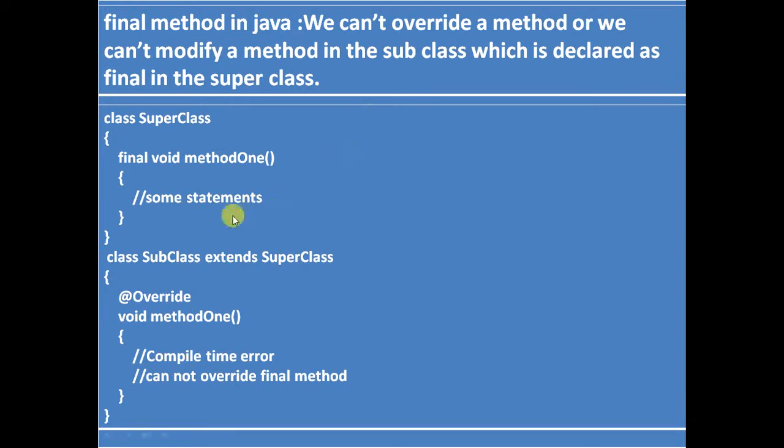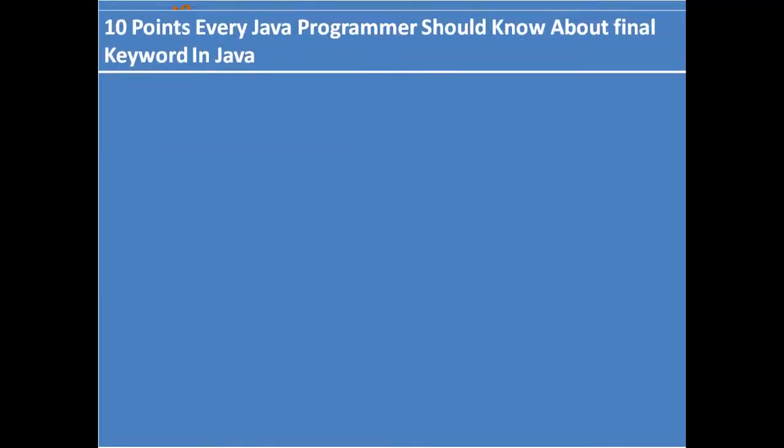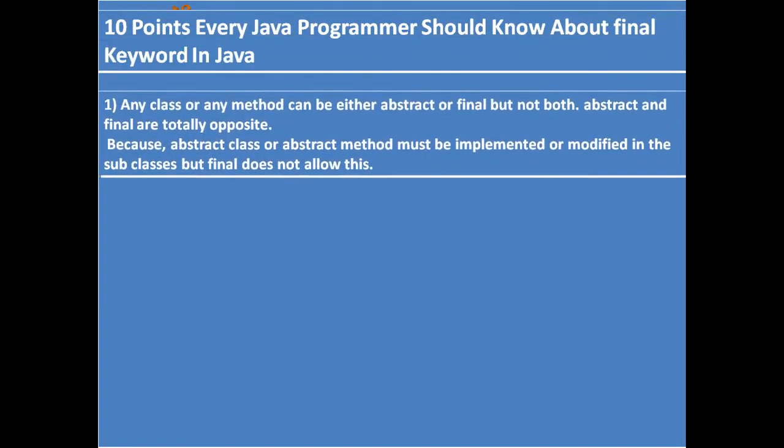So here you are overriding the method, so you will get a compile time error. Why will you get the compile time error? Because you cannot override the final method. So now we will talk about the 10 important points for the final keyword.